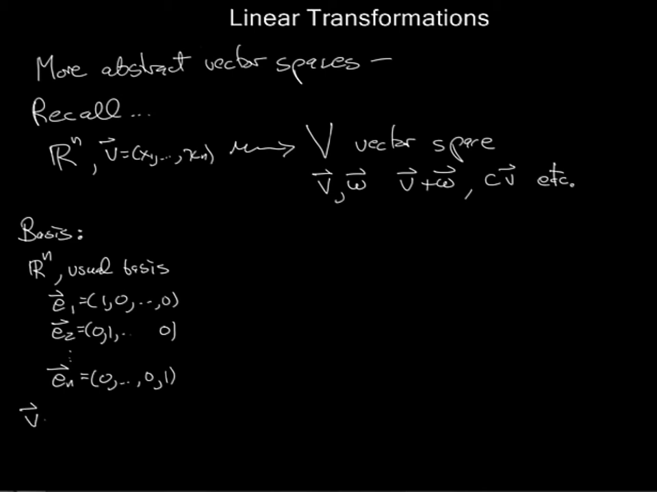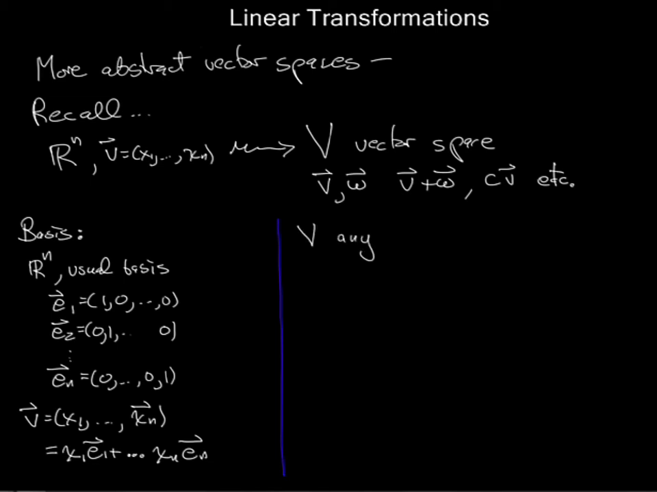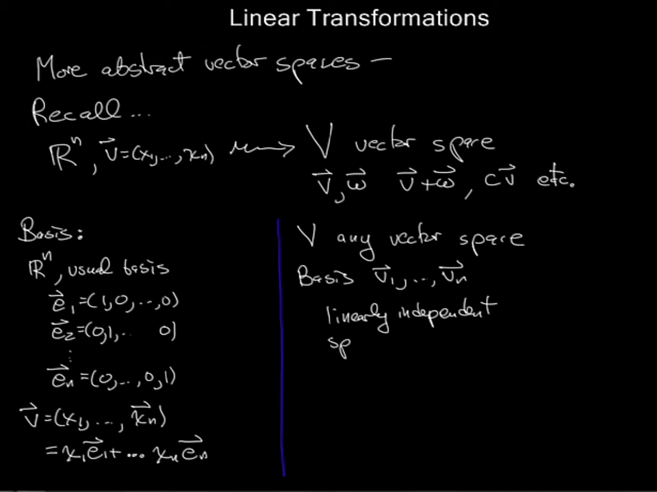And remember, the property that this has is any vector in Rn can be written as a linear combination of these basis vectors. The vector x1 through xn is this linear combination, and that's unique. There's only one way to do that. And that led us to the concept of a basis of an abstract vector space. If you have any vector space, a basis is a set of vectors v1 through vn. First of all, these vectors are required to be linearly independent. And second of all, we ask that they span the entire vector space. If they satisfy that, then it's a basis.